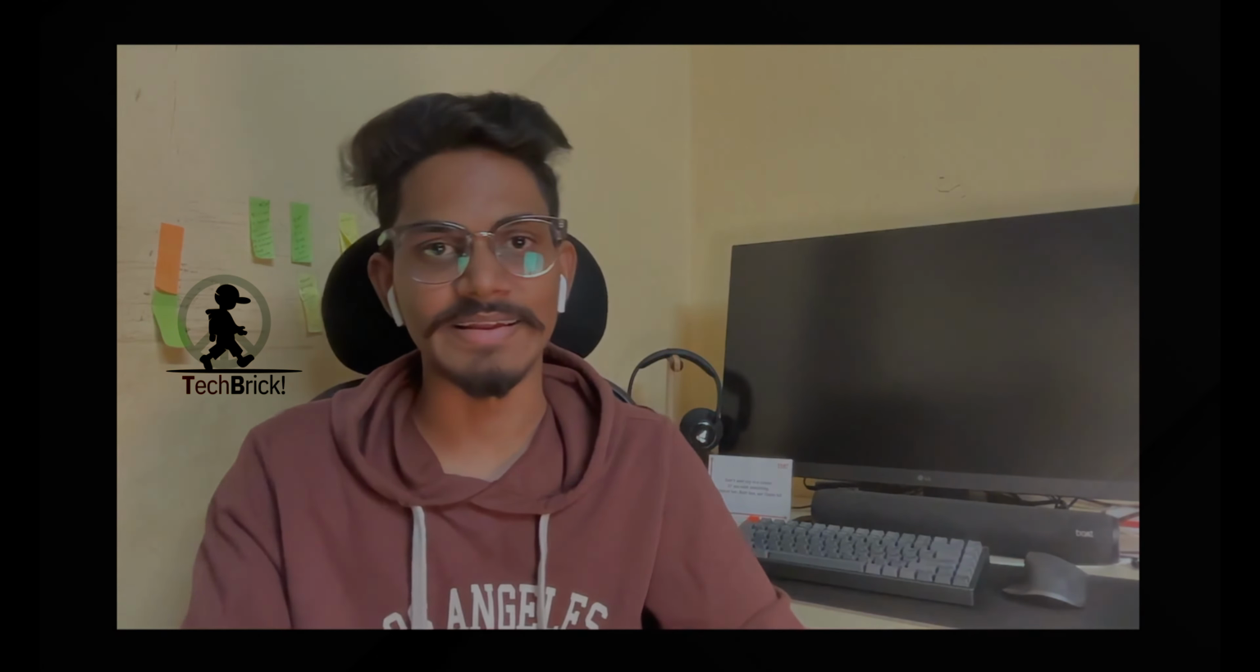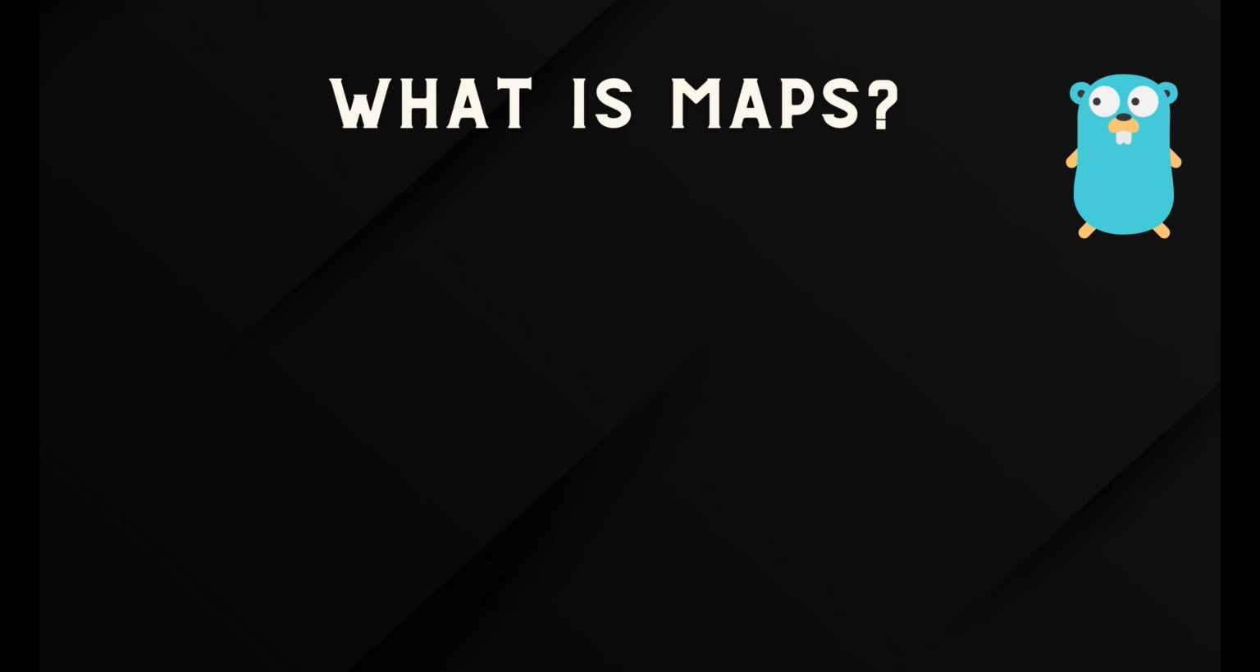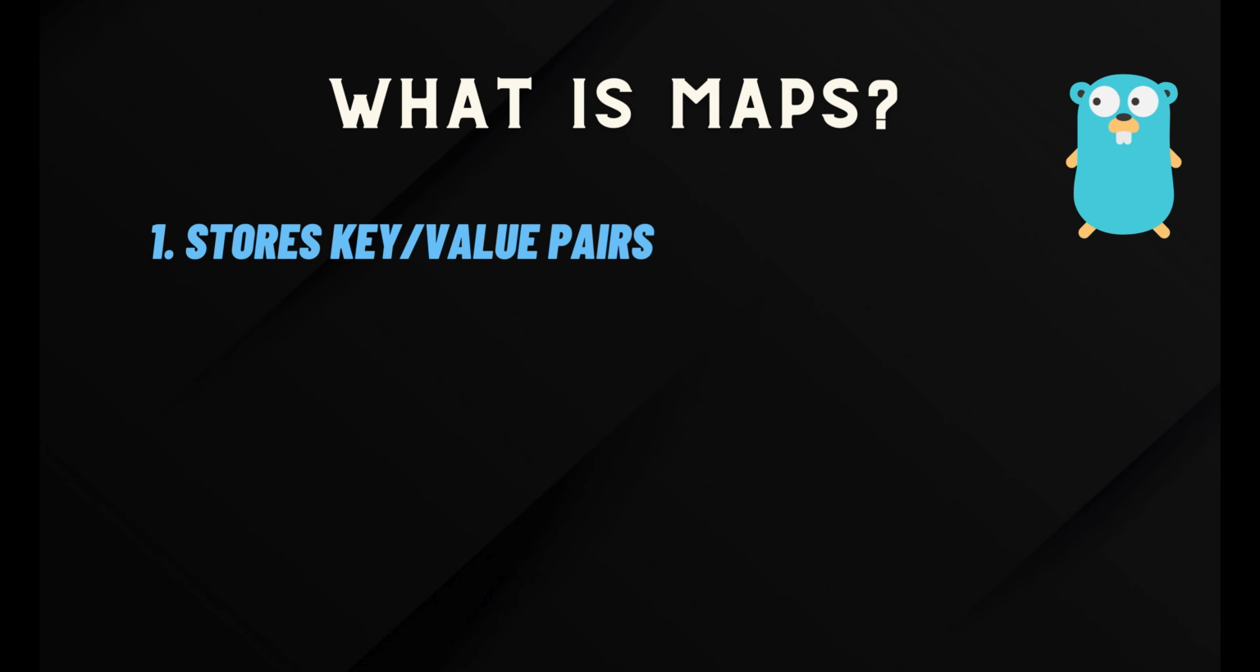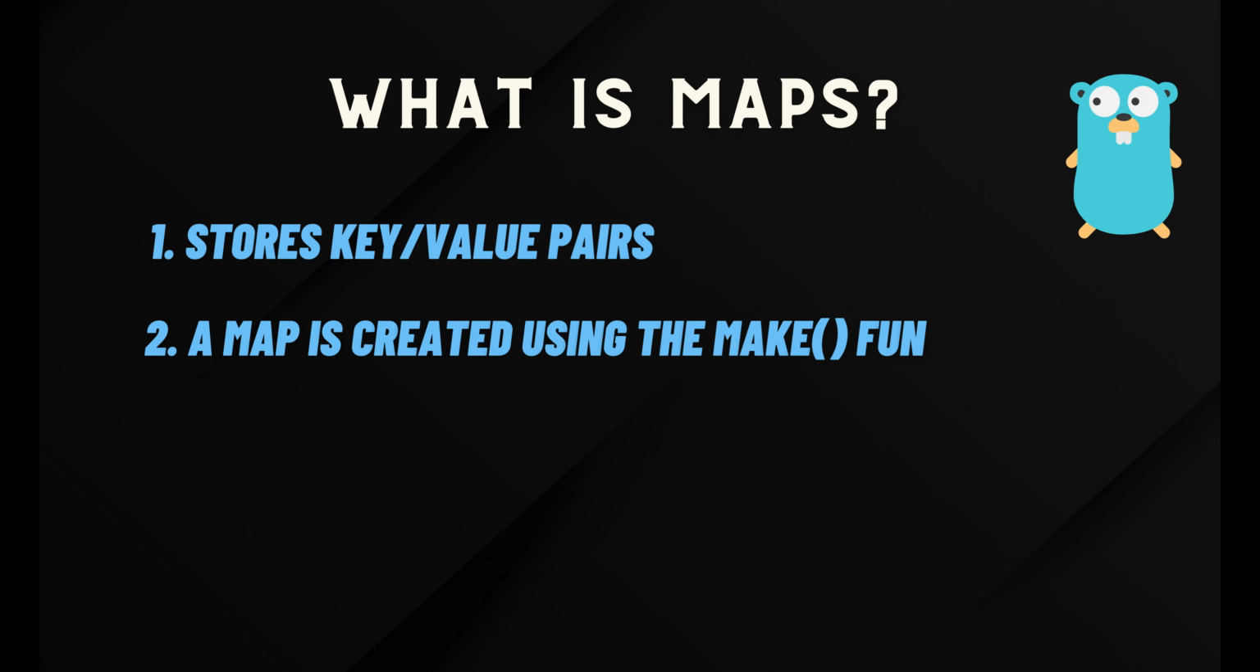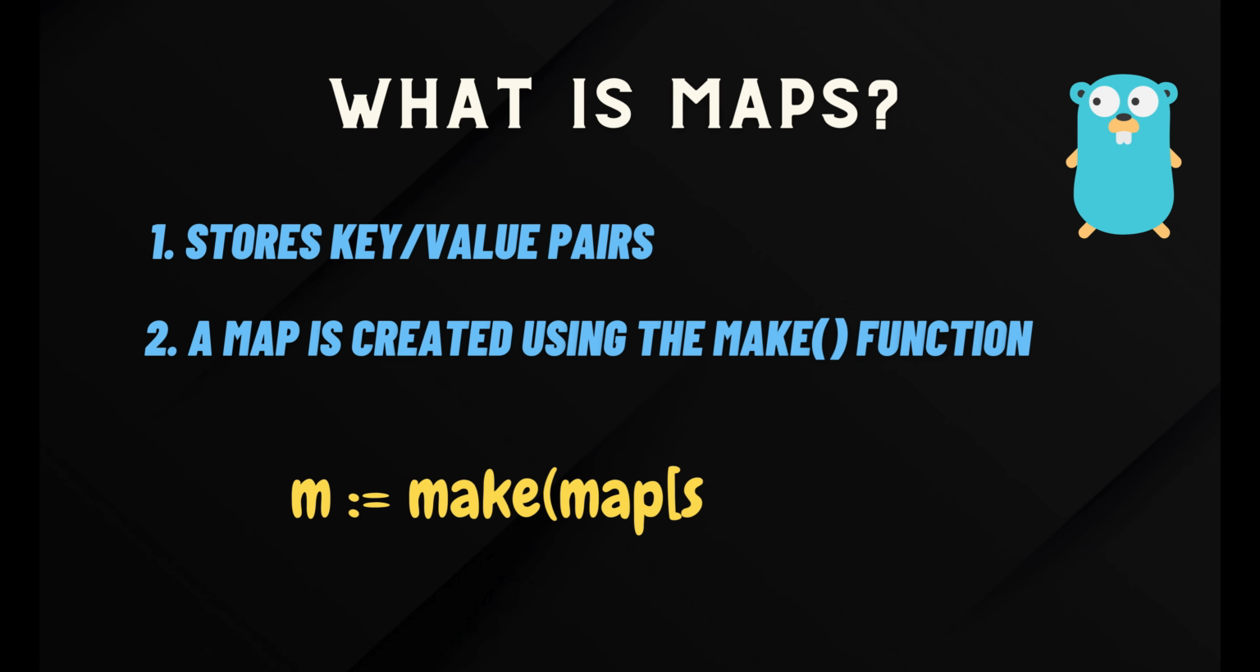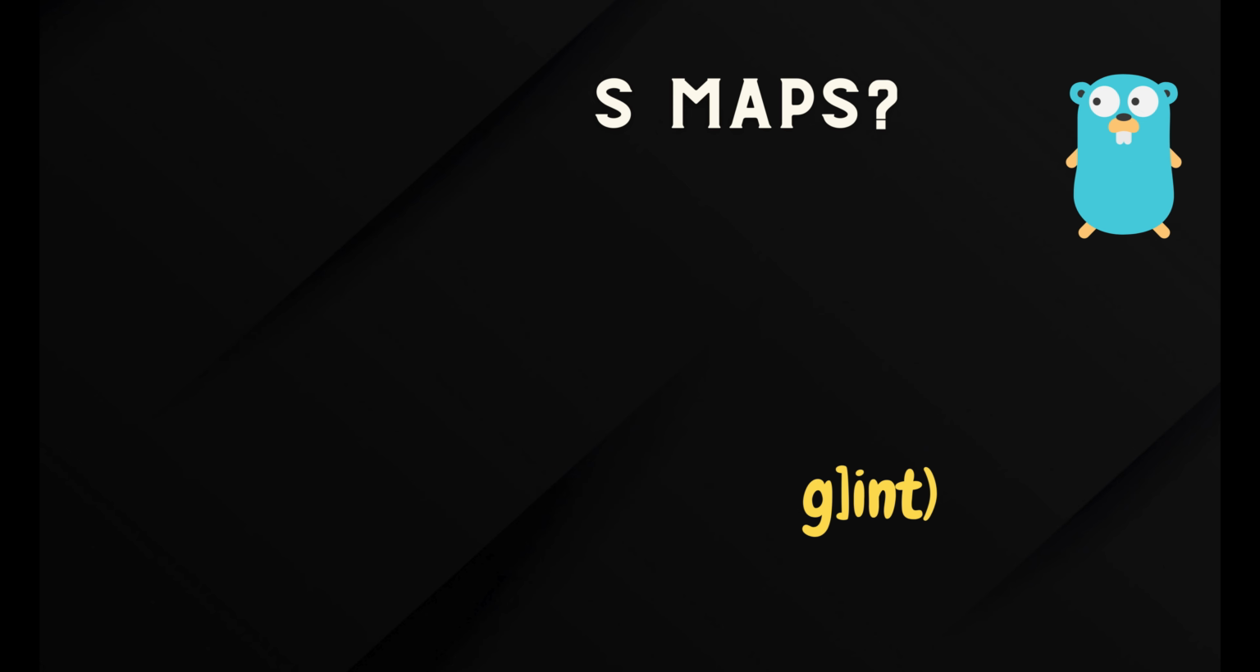So let's get started. A map is a built-in data structure in Go that allows you to store key value pairs. It is similar to a dictionary or hash table in other programming languages. A map is created using the make function and can be initialized with a set of key value pairs. Here is an example of how to create a map in Golang. So m is equal to make of map of string int, where the key is of type string and the value is of type int.